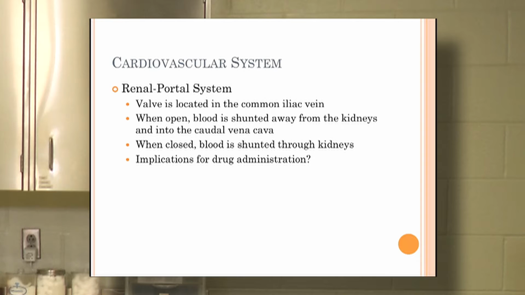The renal portal valve is located in the common iliac vein, and when the valve is open, blood is shunted away from the kidneys and into the caudal vena cava. When the renal portal valve is closed, blood is shunted through the kidneys. And so sometimes this can lead to implications in drug administration.